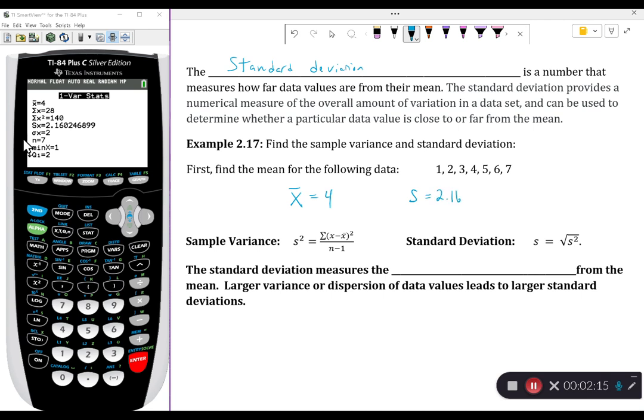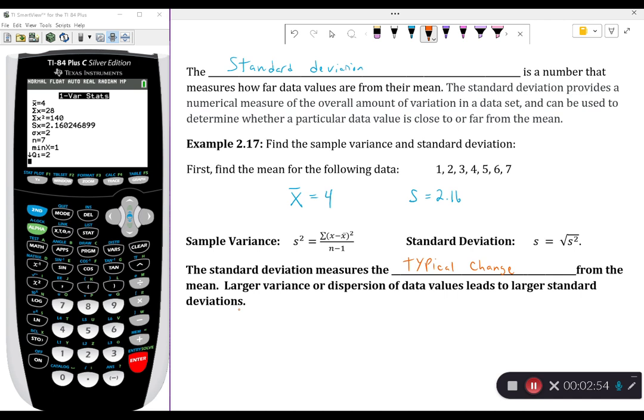In the TI-83/84, they also put the letter x next to this. This x just represents that this is the standard deviation for the x variable in the calculator. Now our calculator is able to do 2-variable statistics, but for right now we're only dealing with 1-variable statistics. A quick reminder, the standard deviation measures the typical change from the mean. Larger variance or dispersion of data values leads to a larger standard deviation.